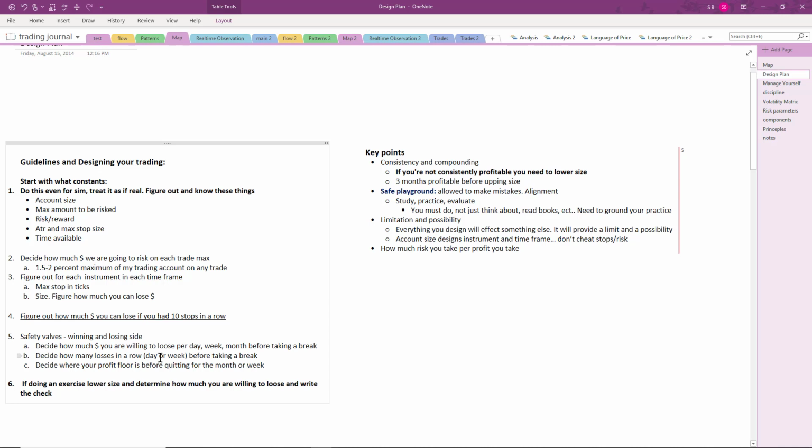Make it your own. This is basic, it's very simple. You don't need a whole lot of portfolio math to figure out what your maximum dollar loss is going to be per trade and how much you're going to risk percent-wise of your account per trade.